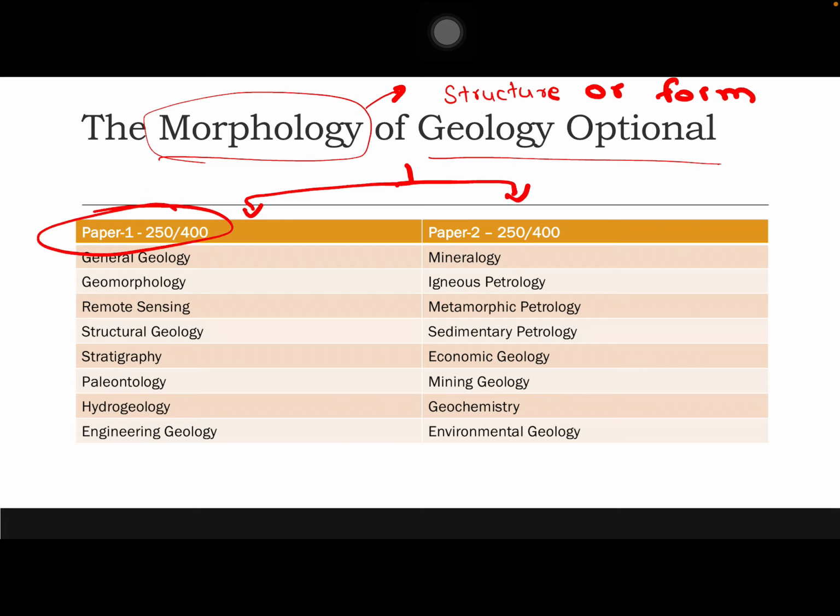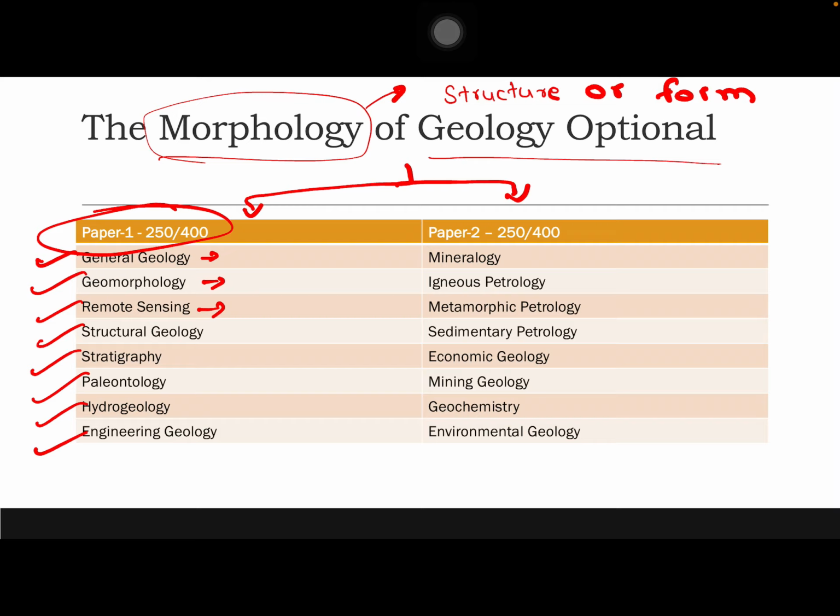Paper 1 holds subjects like general geology, geomorphology, remote sensing, structural geology, stratigraphy, paleontology, hydrogeology and engineering geology. General geology consists of topics such as planetary geology, plate tectonics, geodynamics, etc. Geomorphology is the study of forms of the landscapes that result from the processes going on inside the surface of the earth as well as the processes taking place outside the surface of the earth.